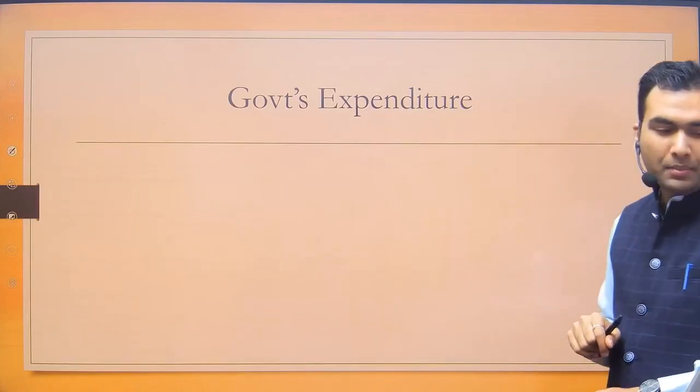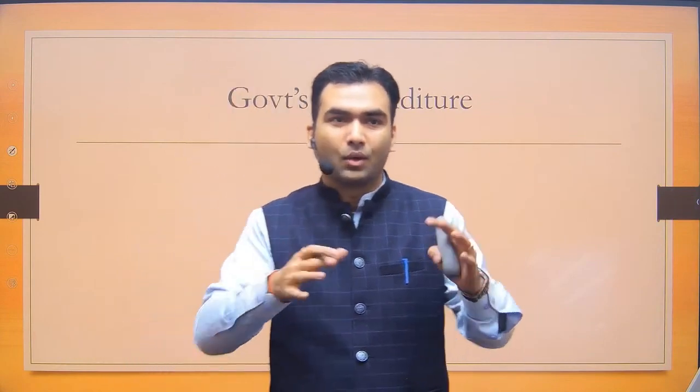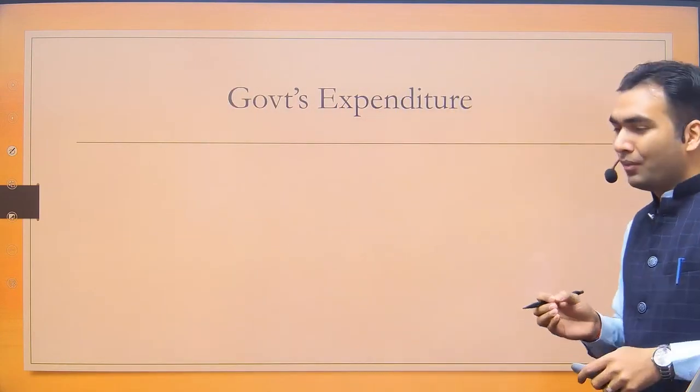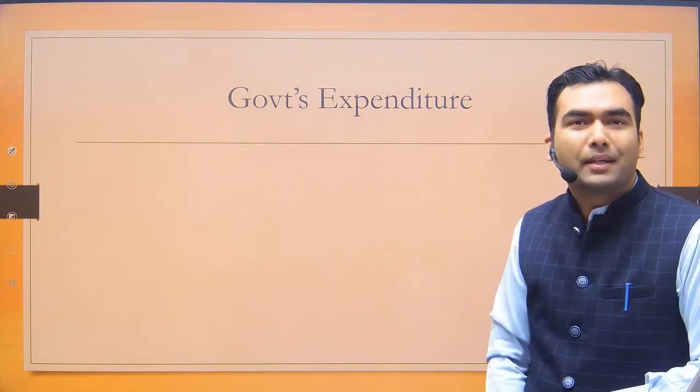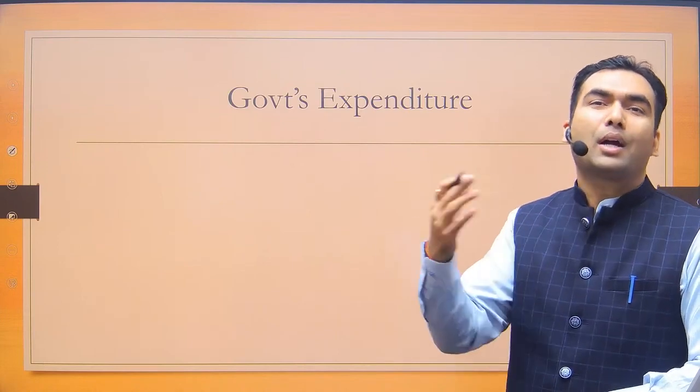Now we shall come to this part. What is the expenditure and what is the income? That's the whole thing, that's the crux of the budget. One more thing is there, that this was an interim budget. So this was less of a budget, more of a report card of the government.